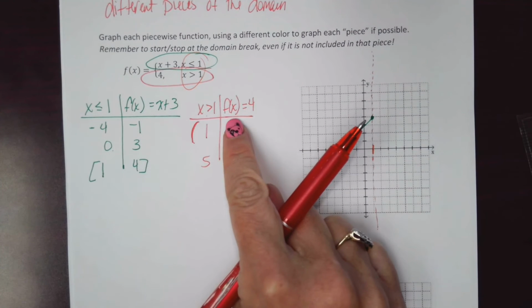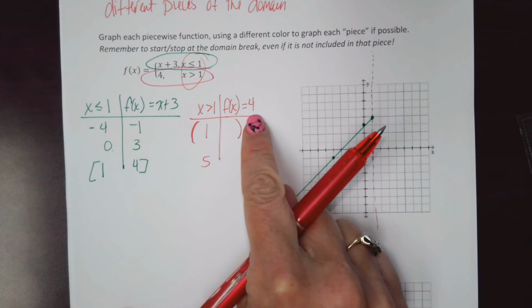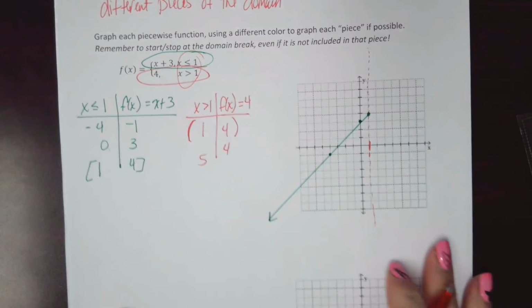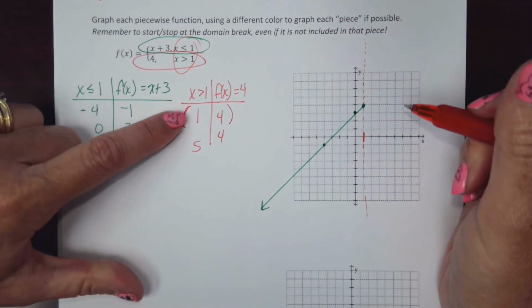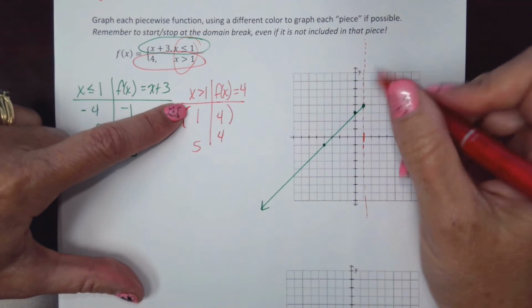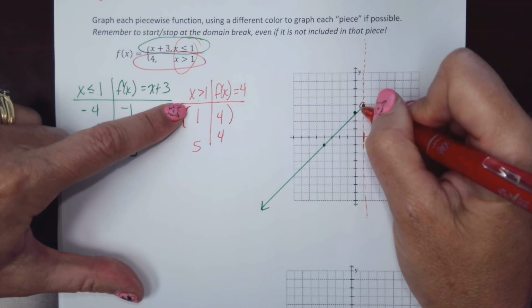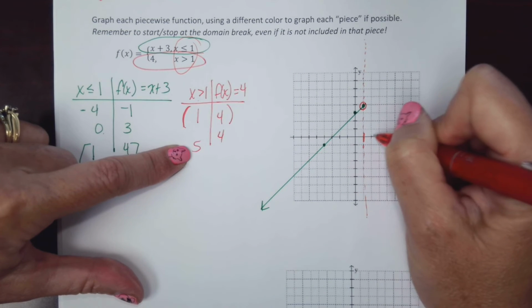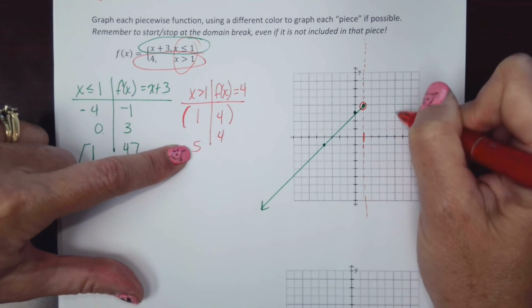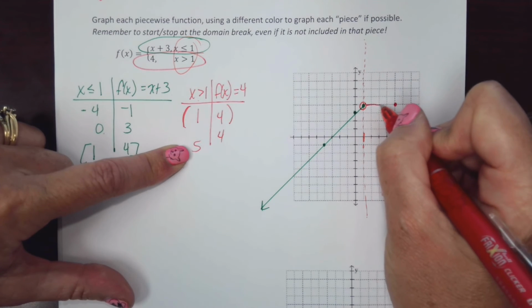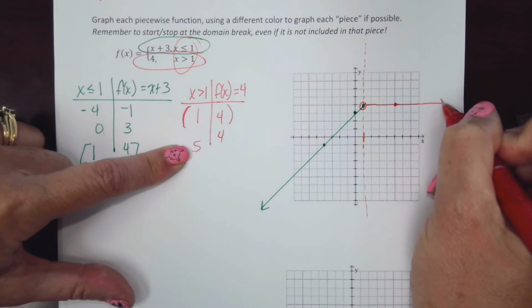Because no matter what x is, what is y? Well, no matter what x is, y is going to be 4. So when I come over here and I say, okay, this has to be used because it's my starting place, but it's an open circle at (1, 4) for this piece. But no matter how far over I go, 1, 2, 3, 4, 5, it's always going to have the y value 4 because this is my horizontal line. This is my constant function.